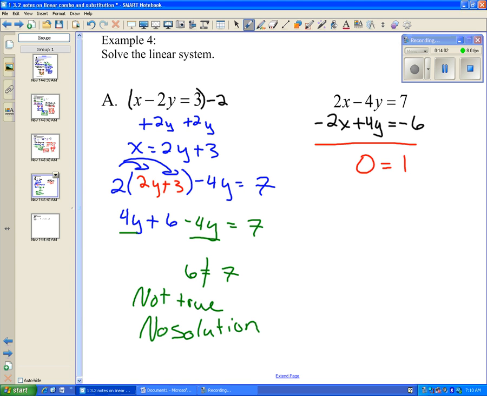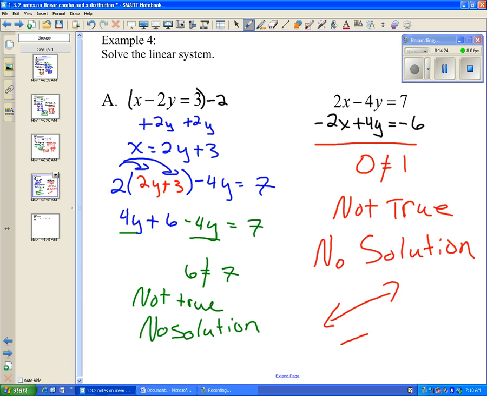7 minus 6 is 1. Again, this is not a true statement. So there is no solution. What does this mean? That means the slopes of these two lines are identical. I have two lines that are parallel, and they never intersect. Since they never intersect, I'm never going to have a solution. That's the type of problem that we have here. If I come up with a false statement, there's no solution because the two lines are parallel.